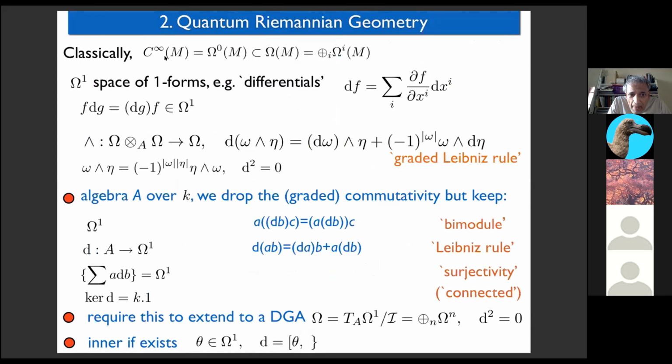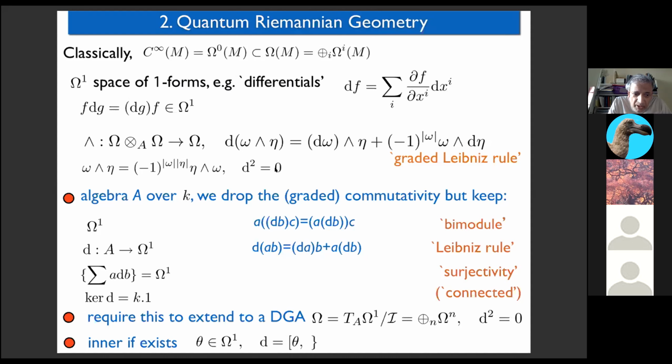So the idea is we take classical functions on a manifold and we focus on the exterior algebra, particularly the one forms. The one forms are things like dx. There's a map D which turns a function into a one form, given by this formula. Functions and one forms commute, and they extend to the whole exterior algebra, where D extends by obeying the graded Leibniz rule.